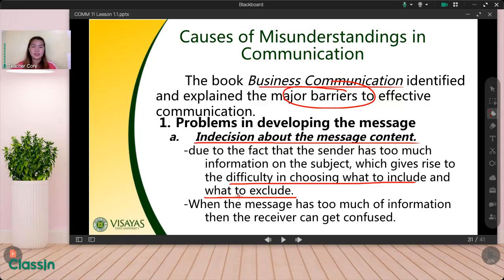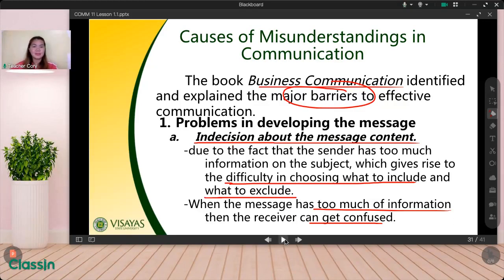Okay. So, difficulty in choosing what to include and what to exclude. So, we have here, sometimes there's an overload of information inside, so you don't know how to organize and structure what to say. Okay, so when the message has too much information, the receiver can get confused. So that's indecision about the message content. Sometimes, this is what they call information overload. If there is too much information, it's quite hard to process.